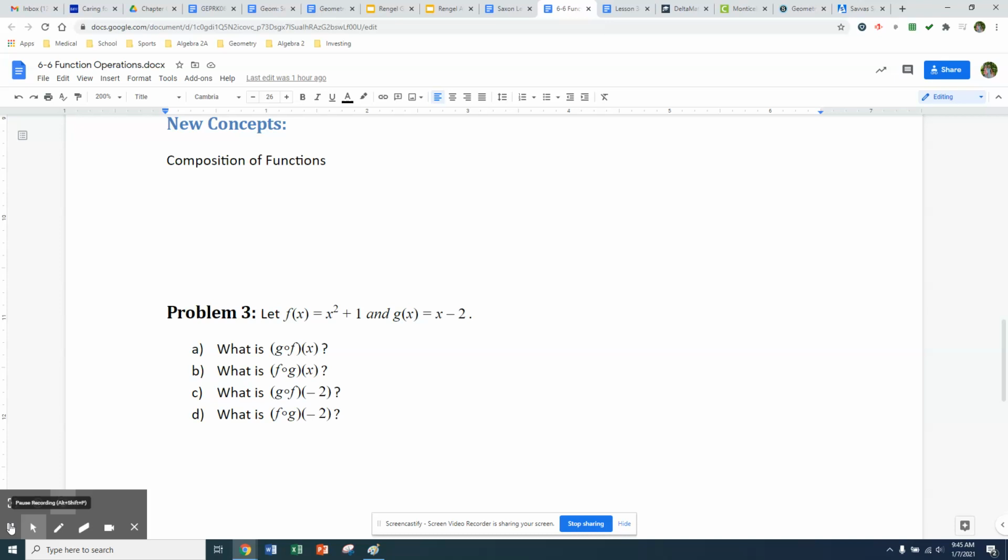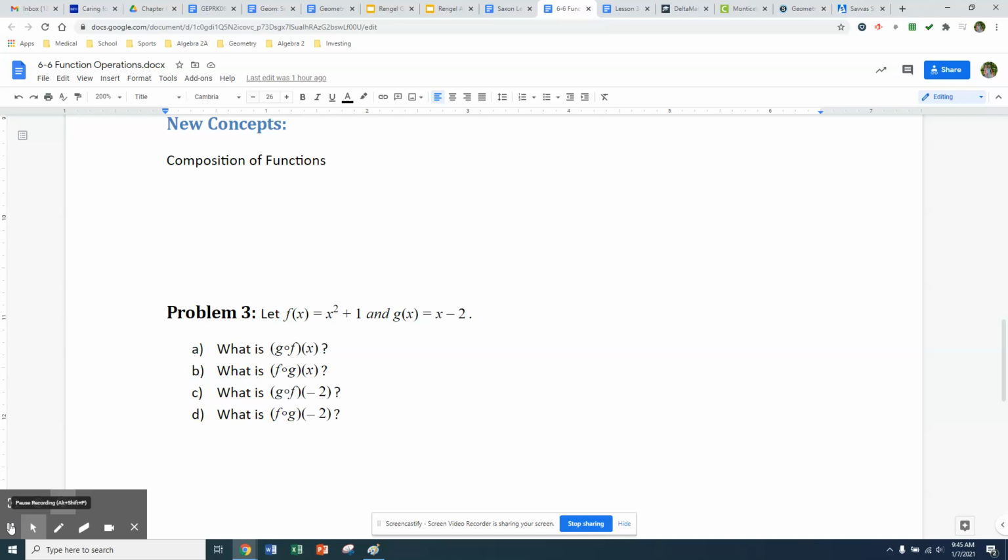Well, what it means is to take the g function rule and input that whole function rule into the f function rule, and we're going to input it into the x in the function rule. So f of g of x is standing for taking the function rule of your g function. You take this g function rule, and then you input it into the x of the f function rule.